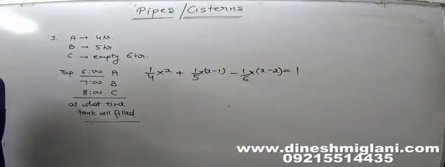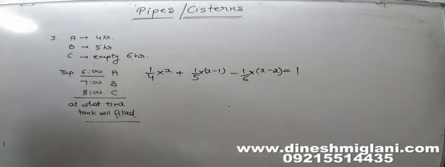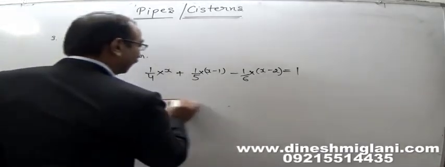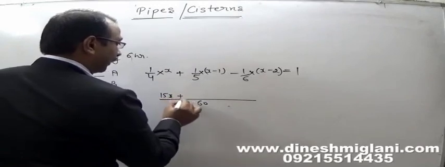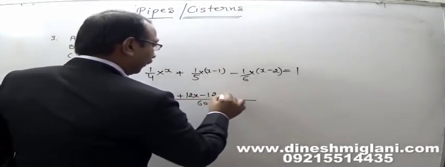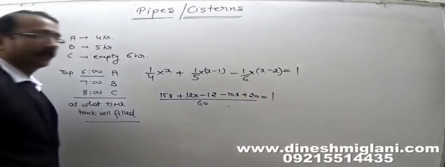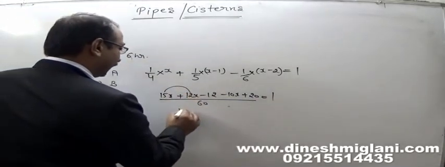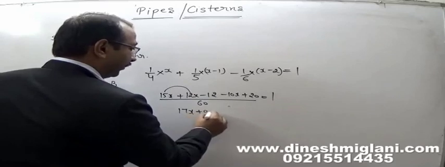Now after solving this, we have to find the value of X. So LCM of 4, 5 and 6, that is equal to 60. Take the LCM to be 60, right? 4 will go 15 times. 15x plus 12, you may say that 12x minus 12, right? 6 goes 10 times, so minus 10x, right? Plus 20 equal to 1. 15 plus 12, 27 minus 10, 17x, right? Here I can say 20 minus 12, 8, plus 8 equal to 60.